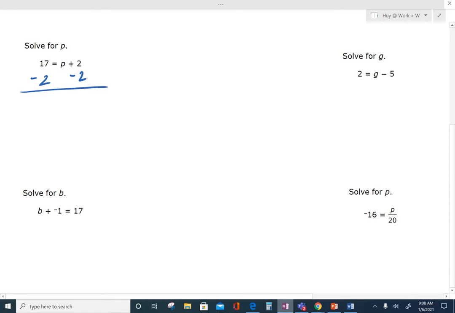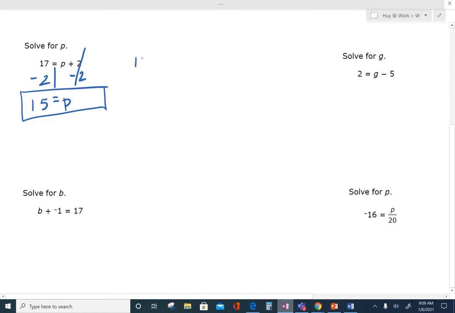All right, what I like to do, though, is put a big equal sign down there. Make sure that we line up our equal sign and drop it down. And now let's solve the left side of the equation. So left side, we have 17 minus 2 is 15. On the right side, we got P. P comes straight down. And then positive 2 minus 2 is 0. We'll cross that out. 15 equals P.